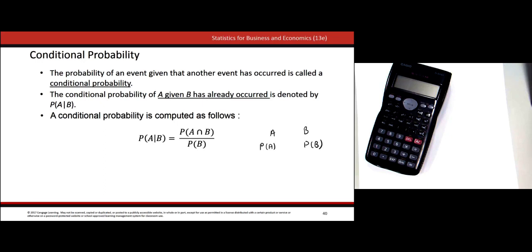So if we know that B has already occurred, we would like to use this information, since if they are related events, if one of them occurs, we would like to use this information to calculate the probability of the other one. So conditional probability of A given B, probability of A given B. This means probability of A given B has already occurred. This is probability of A intersect B divided by probability of B.